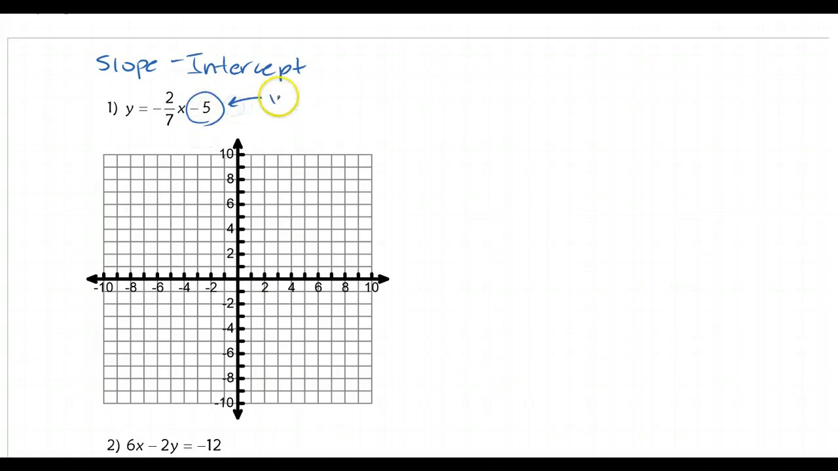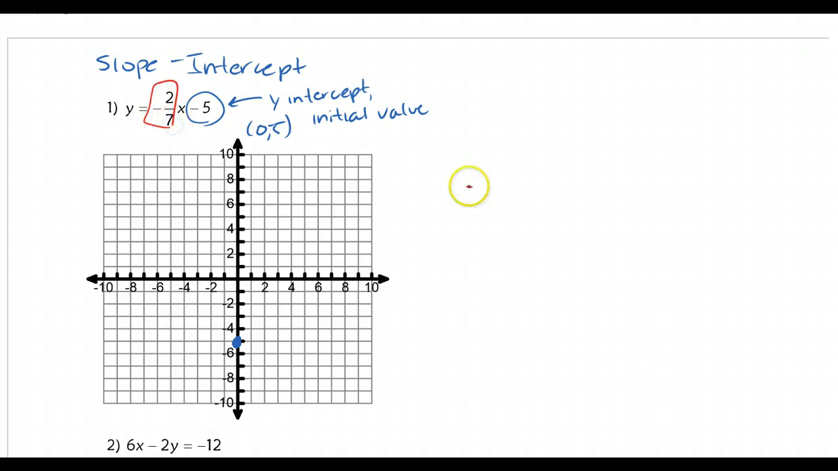So we're going to start here when it's written in this form, at this point here. This is our y-intercept. Sometimes it's called the initial value or initial amount. It's our starting point as well. So we're going to go down to -5. (0, -5) is where this line crosses the y-axis, which is why it's called the y-intercept. And we're then going to go ahead and graph this slope.